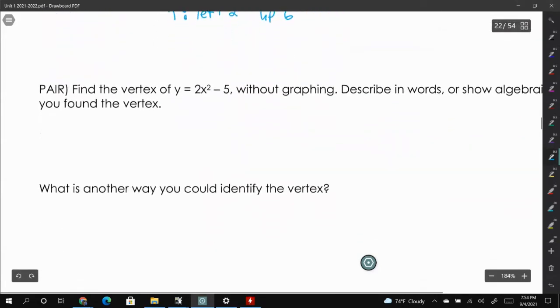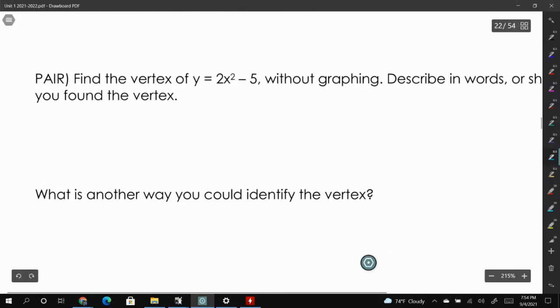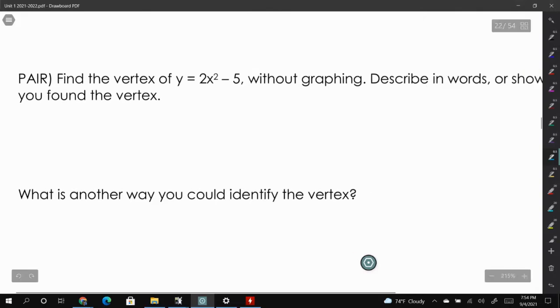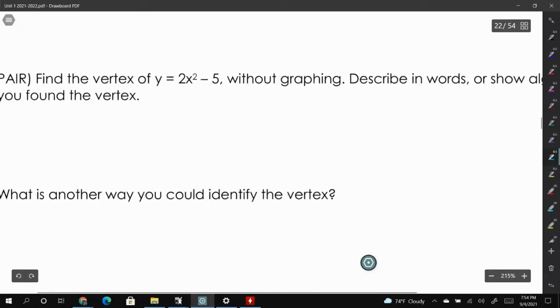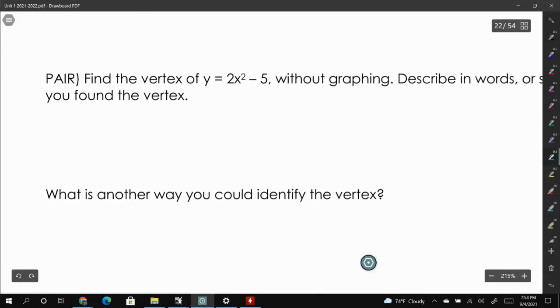All right, now this problem says find the vertex without graphing. Describe in words or show algebraically how you found the vertex. Well, what form is this? We see 2x squared minus 5. There we have our a value, which is 2. We don't have a b value because there's no x to the first power, but we have a c value.